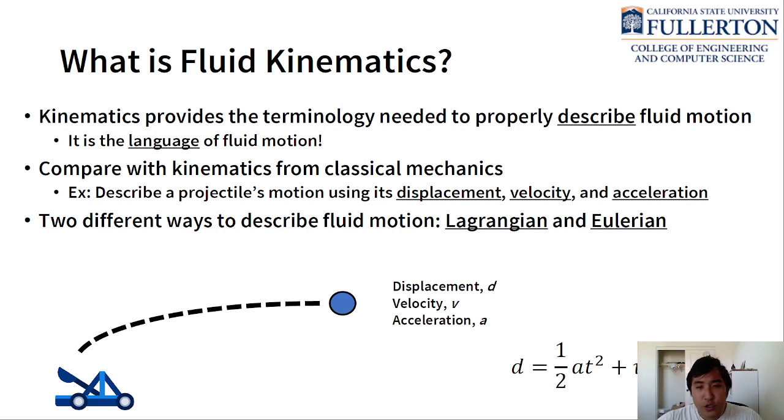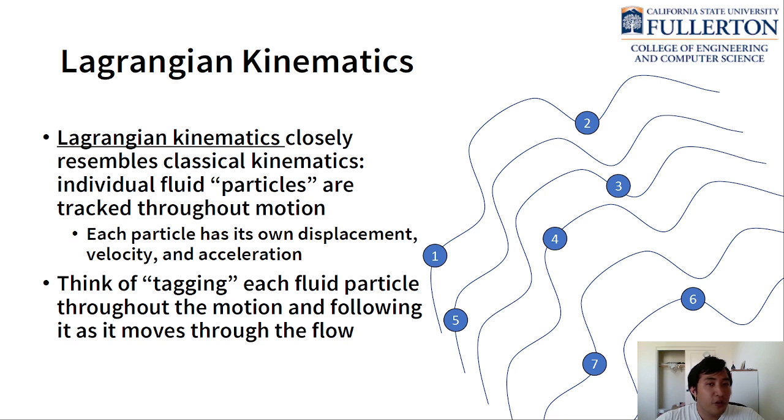For fluid motion, it's a little bit more nuanced and more complex than that. There are different ways that we can describe fluid motion. The first is Lagrangian, and the second is Eulerian. So first, let's review what Lagrangian kinematics is. Lagrangian kinematics is what I like to think most closely resembles classical kinematics.